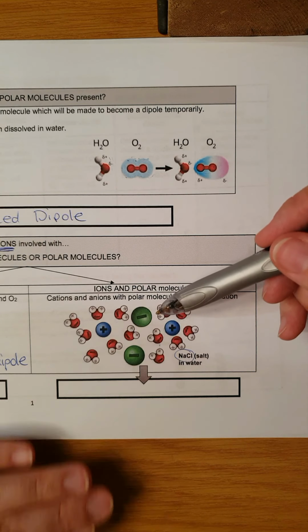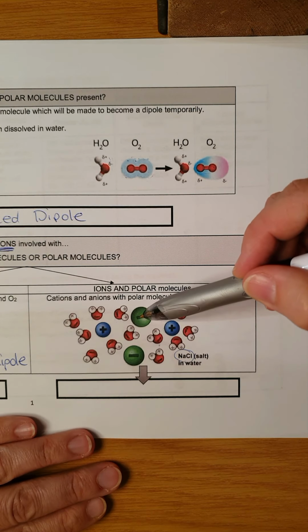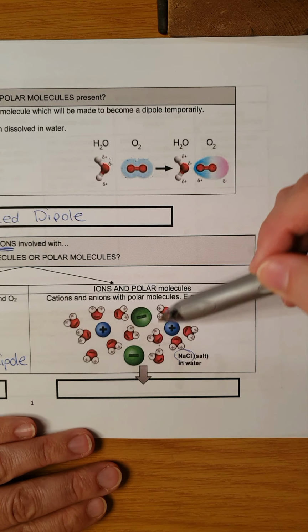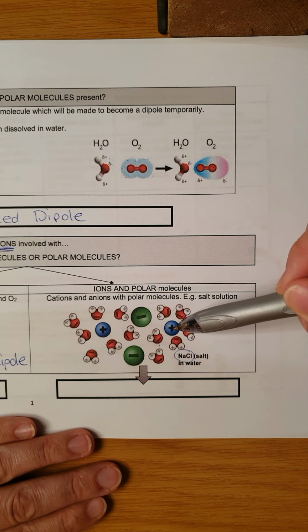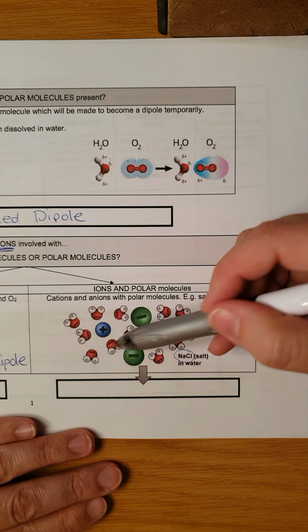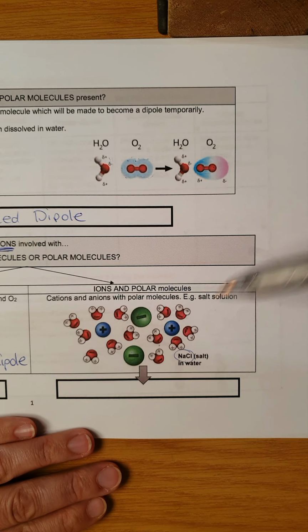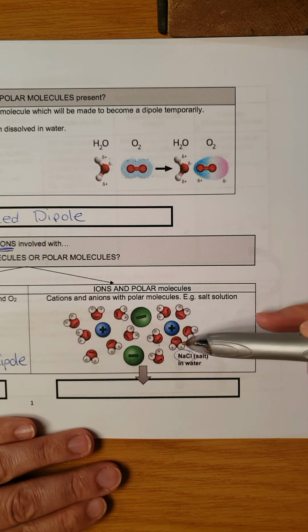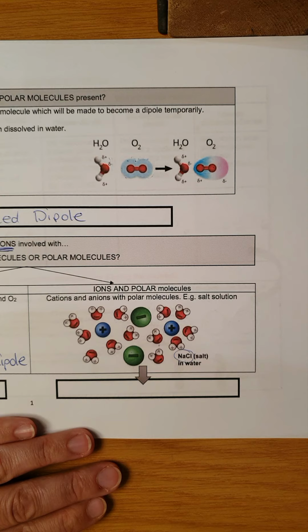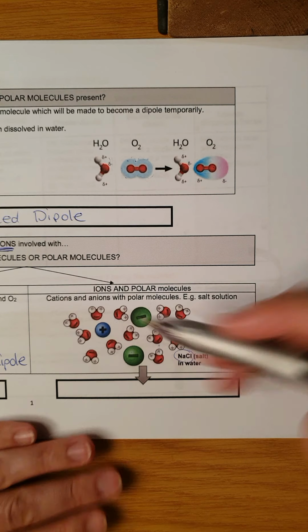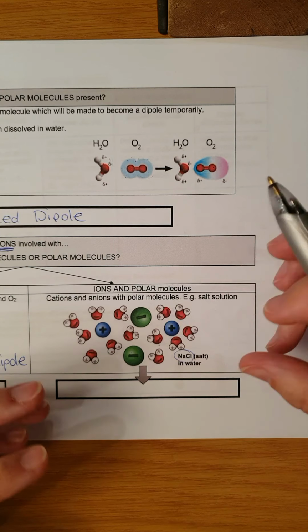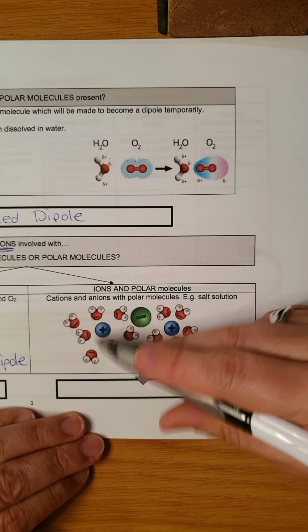Now take note of what's happening here. Look at these negatives. Can you see that the positive side of each water molecule is surrounding the negative ion? And look at this positive ion. All the negative sides of the water molecules are being attracted to those positive ions. So the positive sides are attracted to the negative ion and the negative sides are attracted to the positive ion. And that is how salt will dissolve. Anything that's ionically bonded that the water can pull apart and break their bonds will then dissolve like this.